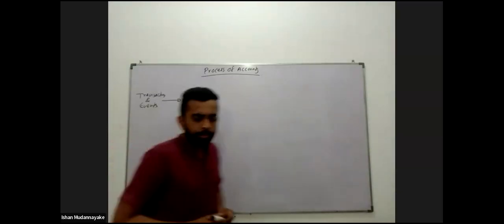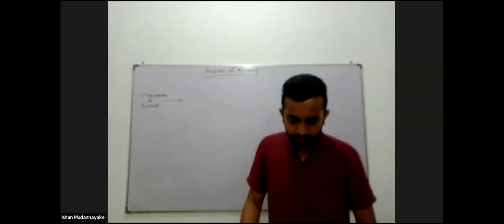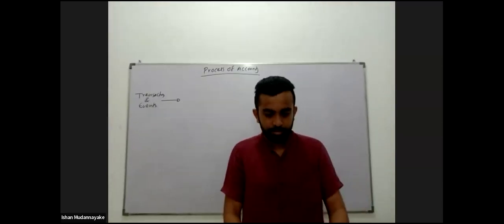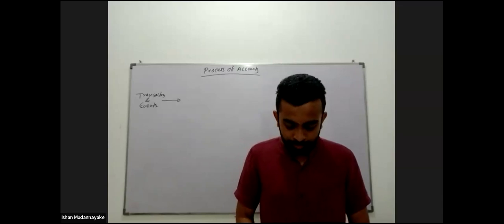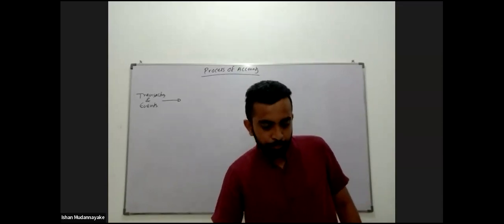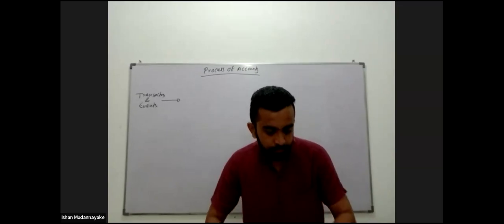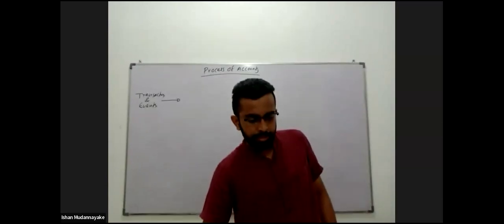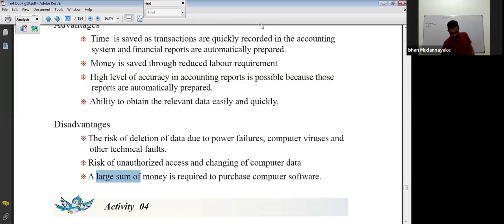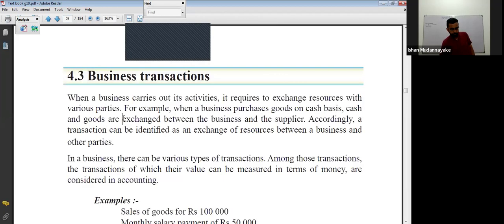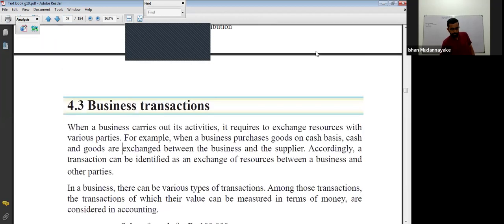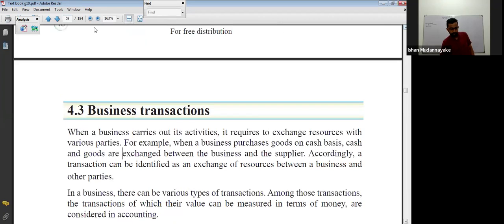Now I discussed transactions and events in your grade 10 syllabus. What's the page number of transactions and events? Now, transactions and events are discussed in which page? In page number 49. Now I go to page number 49. Page number 49 discusses transactions and events.